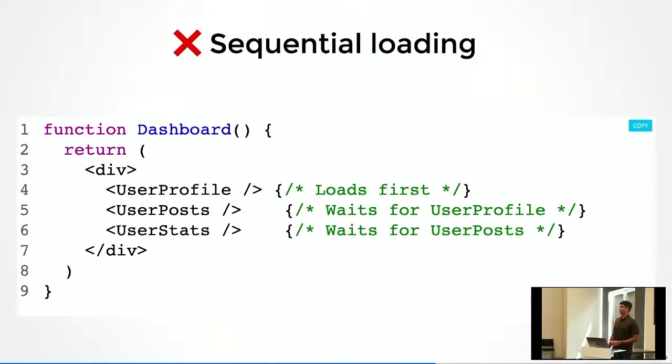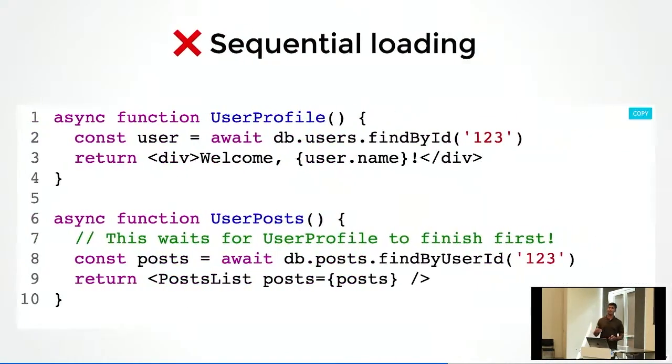So if you have a set of components like this, usually what happens in a waterfall scenario is it's going to complete everything for user profile, then it's going to go to user post, then it's going to go to user stats. So if they're sort of related, but mostly unrelated, then you're waiting one after the other for everything to complete. What if I can parallelize this, right?